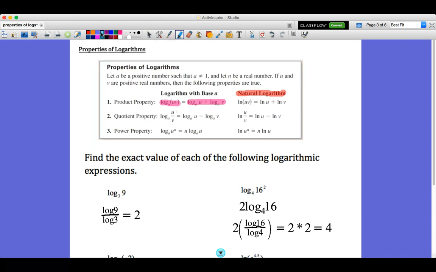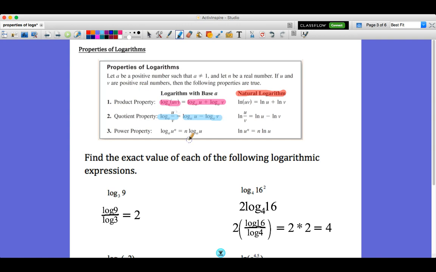Quotient property is telling us if we start out with division, so log A of u over v, we break it into 2 logs, log A of u minus log A of v. So this time it's just telling us if we start out with dividing, we turn it into subtraction. Same is true for natural log.